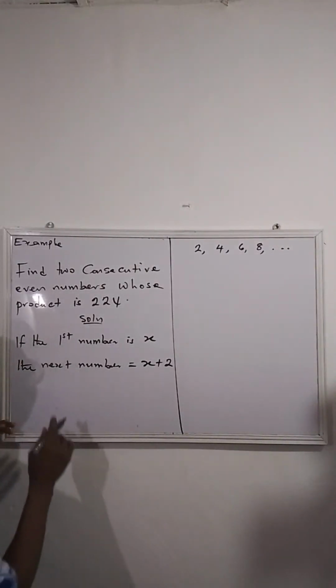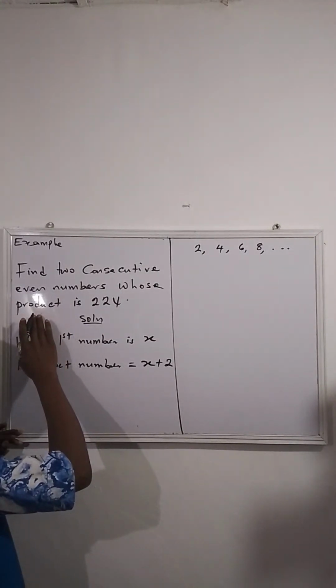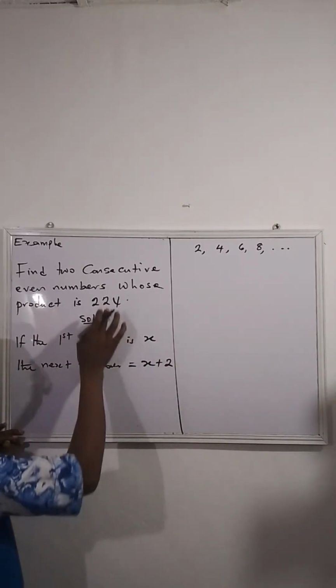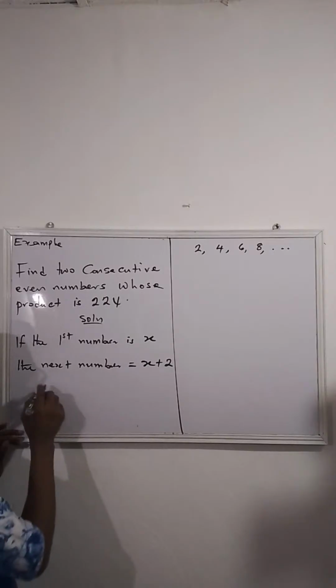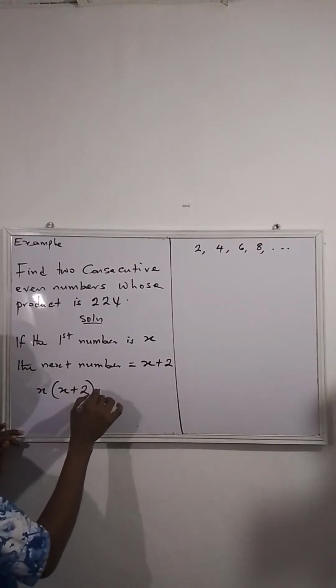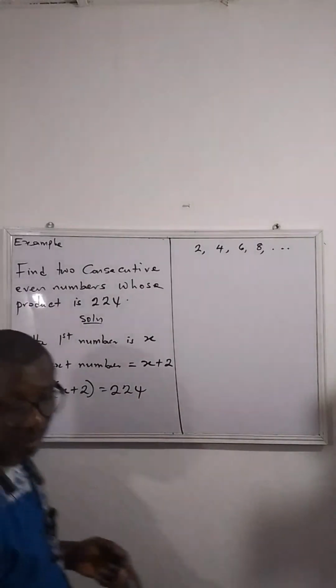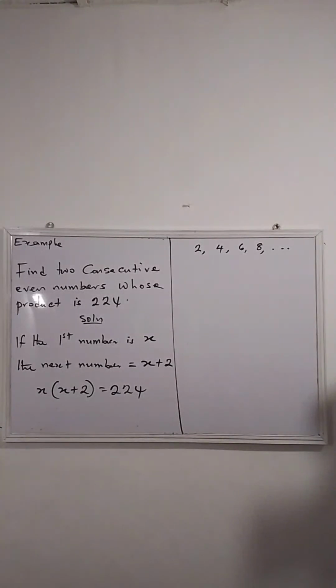All right, so now we have been told in the question that the product of the two consecutive numbers, just this and this, gives us 224. So you have x times x plus 2 equals to 224. Okay, now let me see, has anybody dropped an answer before we get our own final answer? Okay, I can see uncle 07, we have 14 and 16.